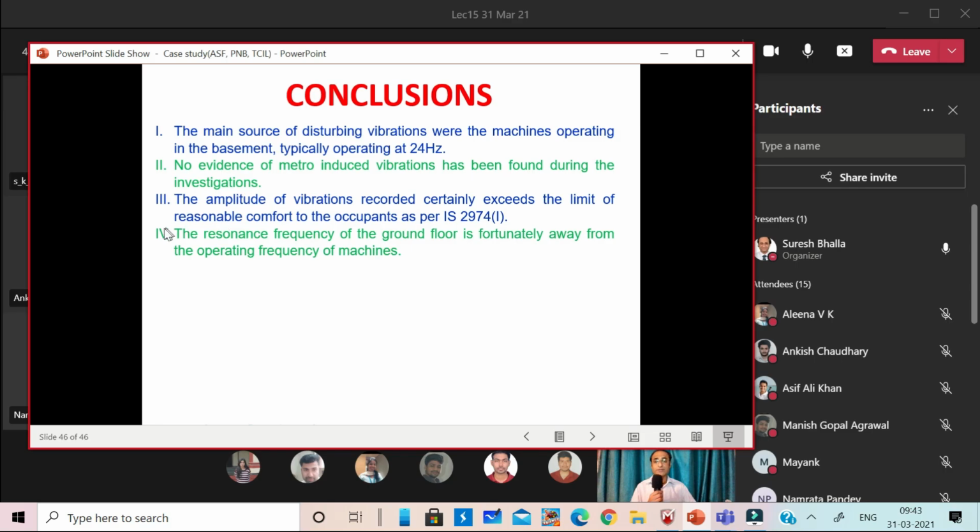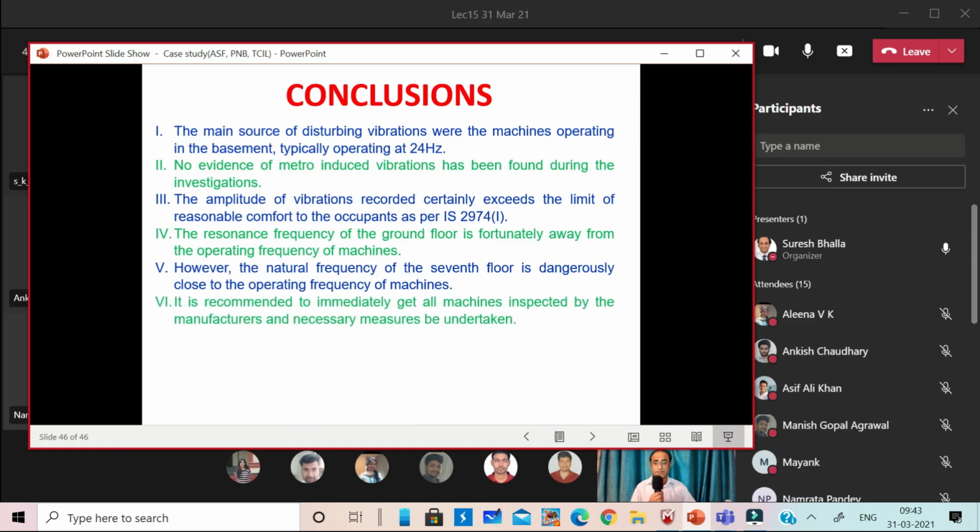And we found that the resonance frequency of the ground floor is fortunately away from the operating frequency of the machine, so it's not near resonance. So we have a frequency ratio quite away from the resonance. But the 7th floor is dangerously close to the operating frequency of the machine. On the 7th floor, the natural frequency was measured as very close to the operating frequency of the machine. So that was something which could create more problems.